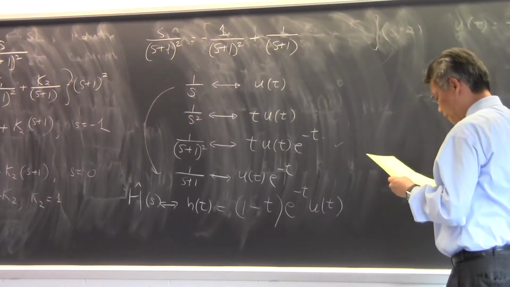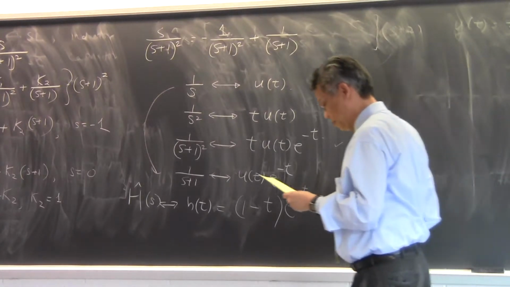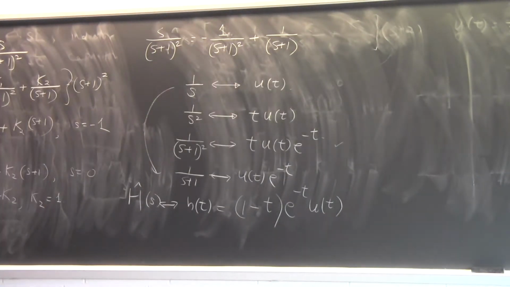And then we have another circuit example. Example 11.24. Let's see if it's worthwhile going to 11.24. It's an op-amp example. And then 11.25 is the control voltage source.